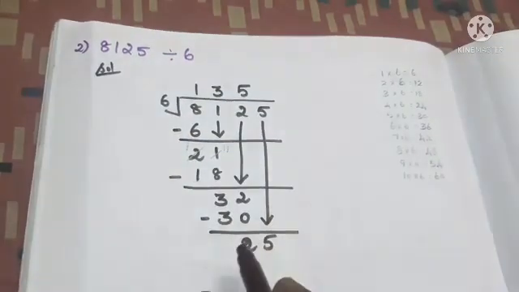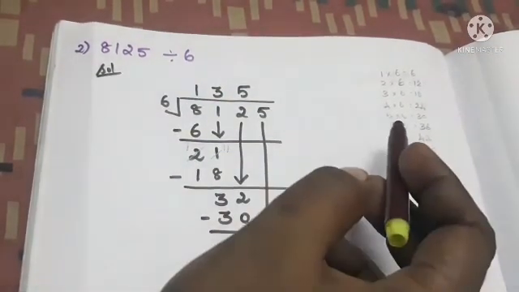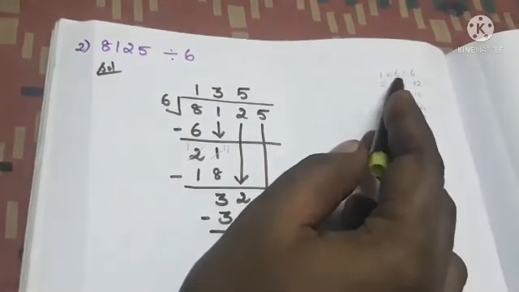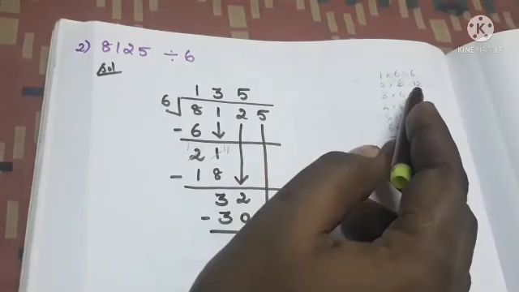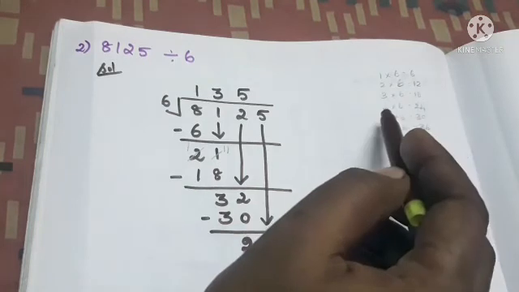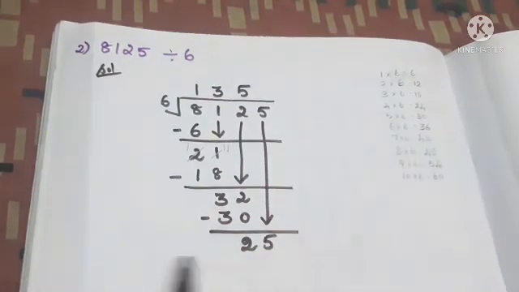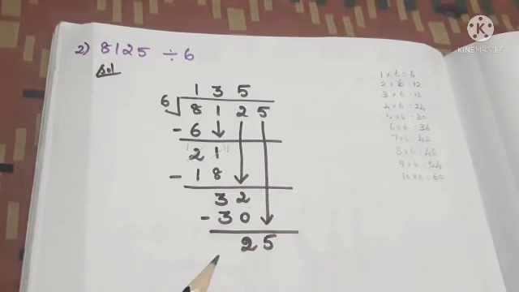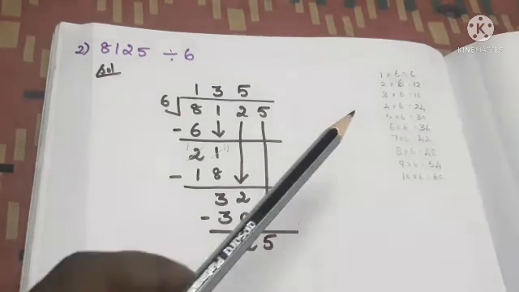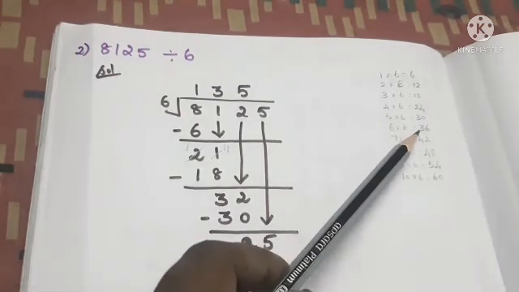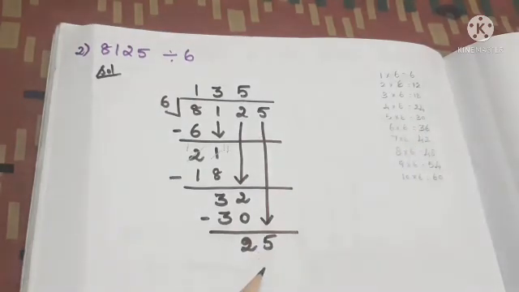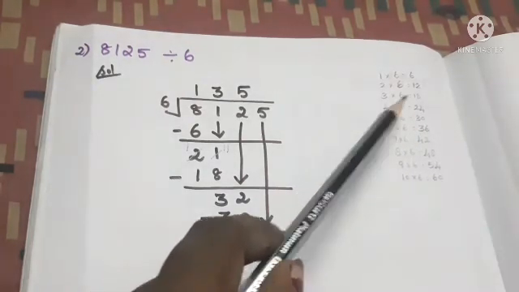Is it we have 24 as the product, or it must be less than 25? So 1 6 is 6, 2 6 are 12, 3 6 are 18, 4 6 are 24, isn't it? But we have only 25. So next, if you go to 5 6 are, that means 30. It will be greater than 25. So we have to take only 4 6 are 24.